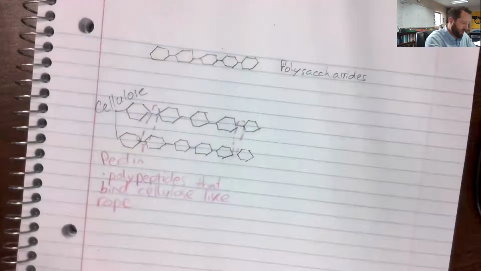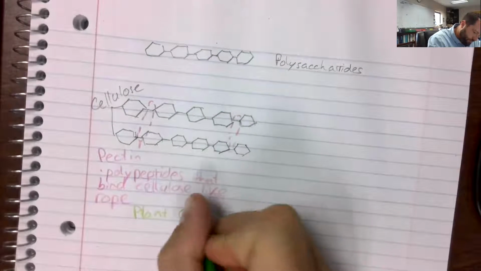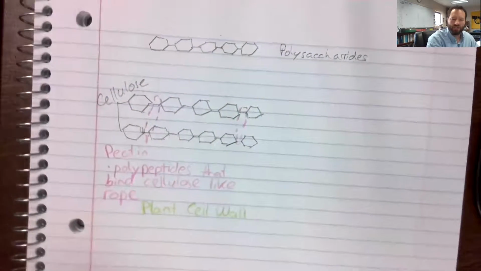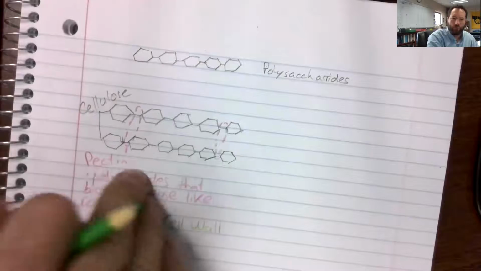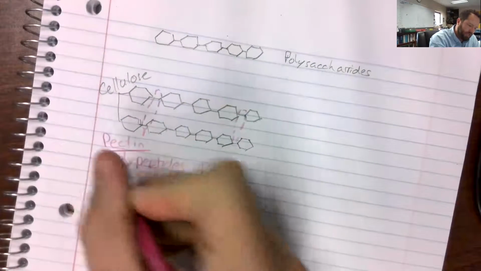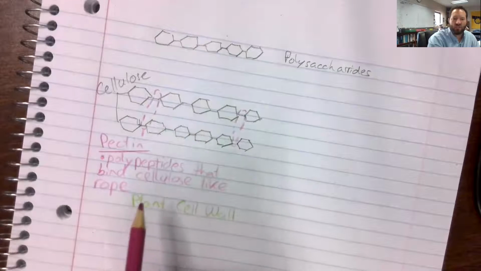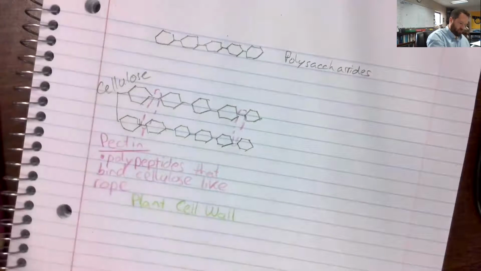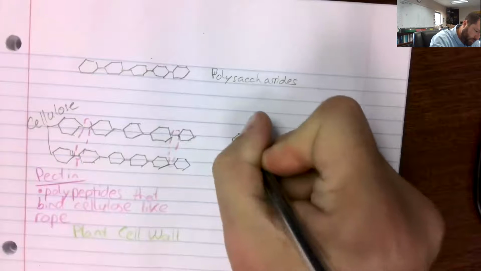And what are we looking at here? A plant cell wall. This is what a plant cell wall looks like. We've got lots of strands of cellulose, and they're kind of tied together with pectin. And what is pectin? It's a polysaccharide or polypeptide, excuse me, polypeptide that binds cellulose like rope, kind of ties it together. All right, Richardson, where are we going with this? Well, you're going to love this, but just two more.